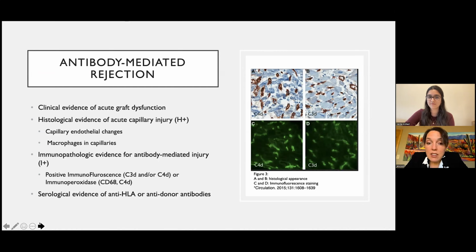And the final thing that's worth mentioning, and I don't think we have a next slide on this, so I'm going to talk about this now. Is that all right, Berta? Yeah. Is the serological evidence.